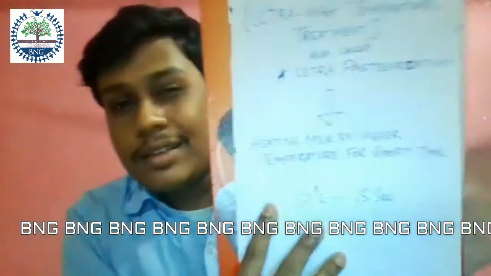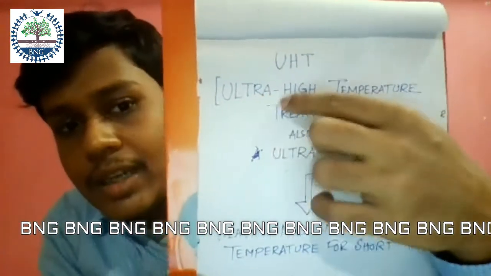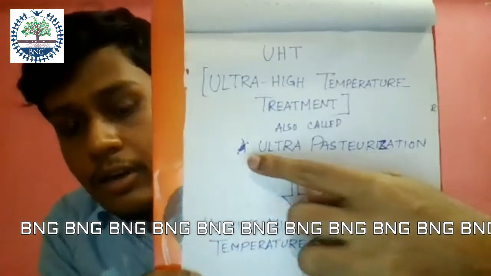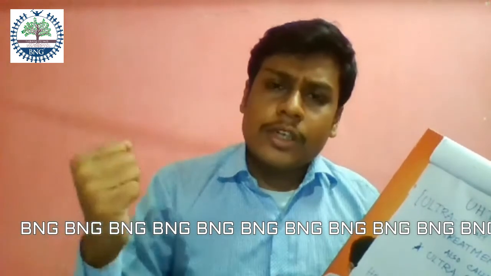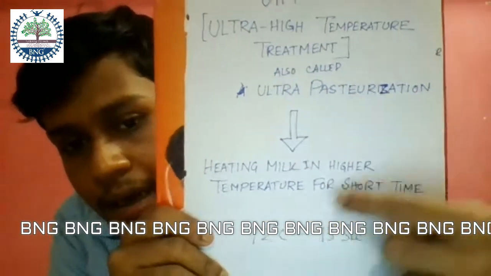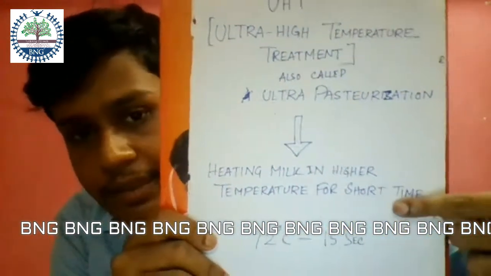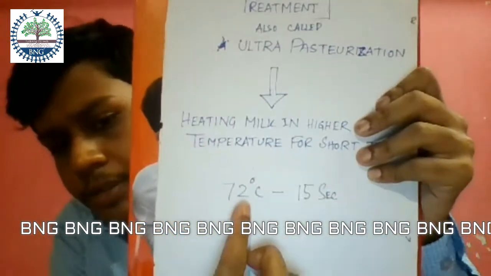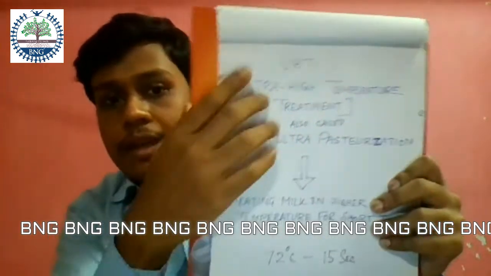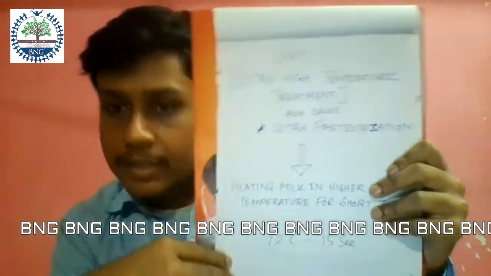The next process is UHT. UHT means ultra high temperature treatment, also called ultra pasteurization. It is an updated form of pasteurization. In this process, milk is heated at a higher temperature than pasteurization and for a shorter time. The temperature should be 72 degrees centigrade for 15 seconds. So that is UHT, or ultra high temperature treatment.